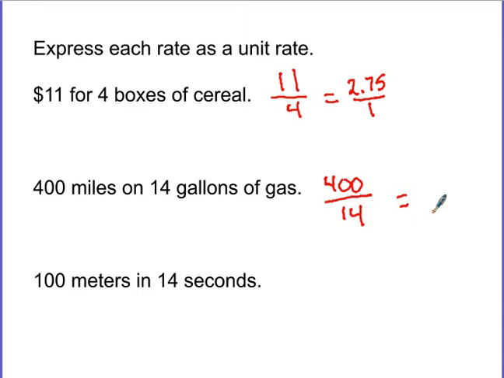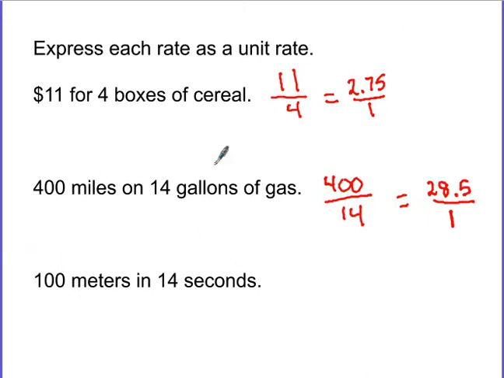400 divided by 14 is about 28.5, or 28.6, depending on how you round it. The point I want to make is, what does this mean? 28.5 miles on 1 gallon. That's talking about the economy of your car. You can go 28.5 miles on 1 gallon of gas. That's not too bad.